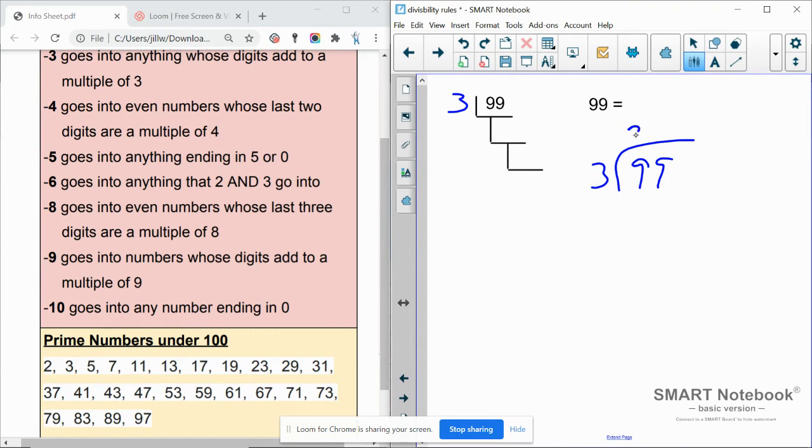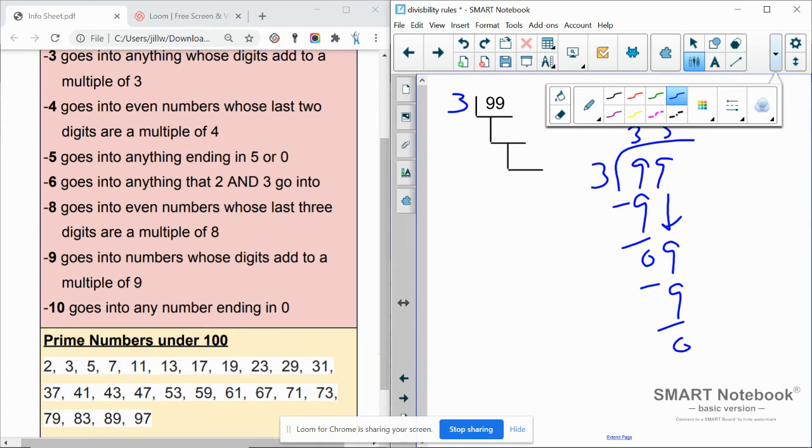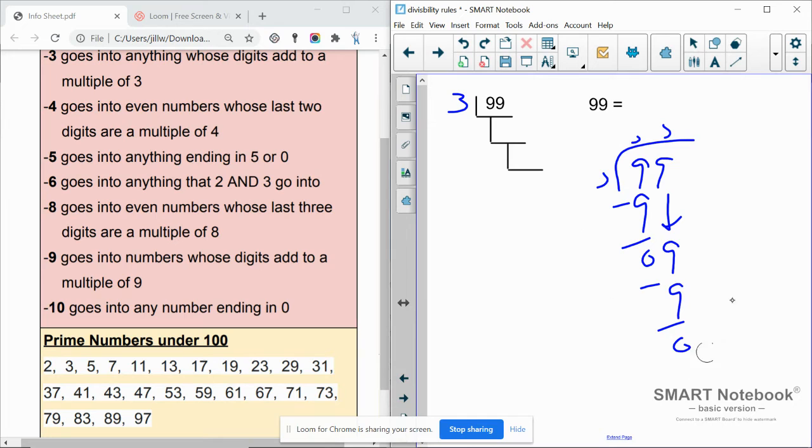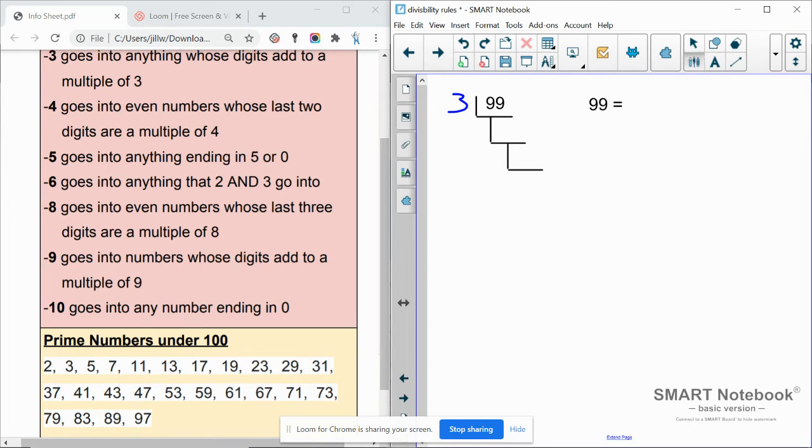3 fits into 9 3 times, which is 9. Bring down the 9. It's going to go in 3 more times. So it goes in evenly 33 times. Okay, I see 2 3s there. By the way, the answer to that goes right here. 3 fits into 39 33 times.